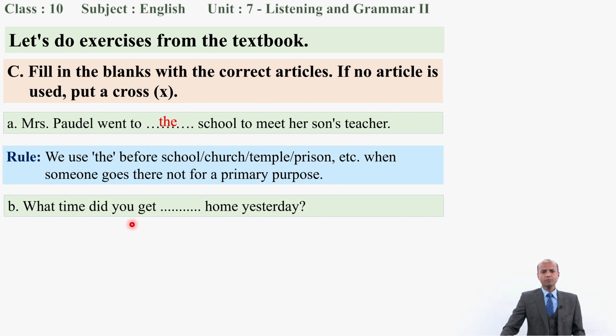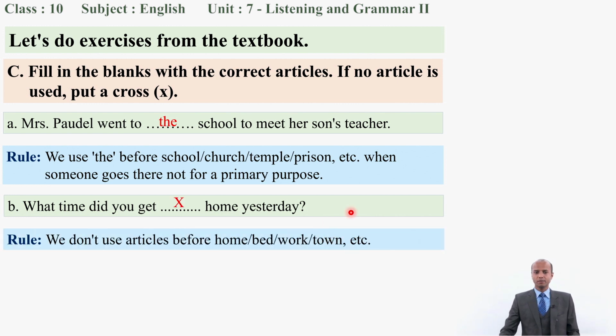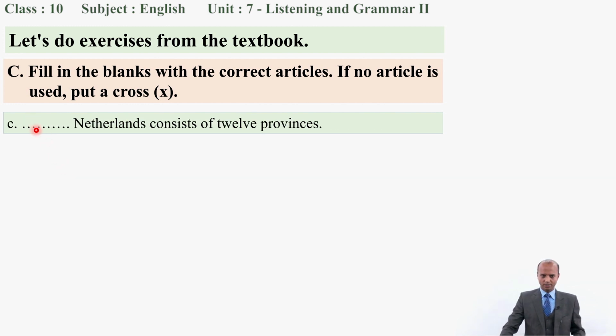B. What time did you get ... home yesterday? What should be there? No article again. Put a cross mark there. Very good. We don't use articles before home, bed, work, town, etc. Did you get my point? Okay, let's look at the next activity.